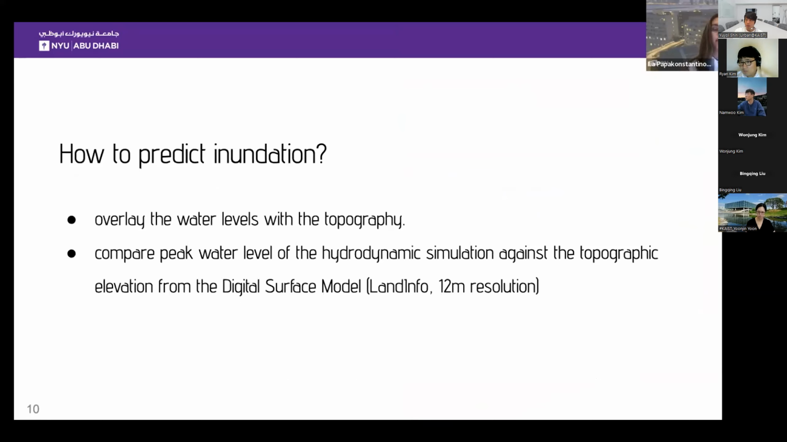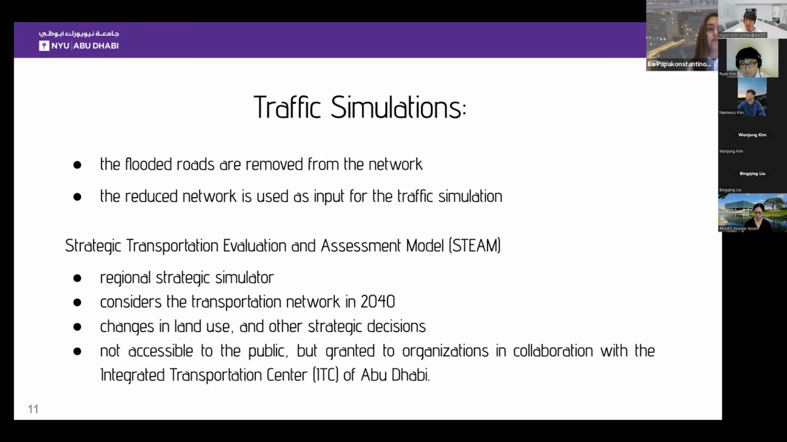Using this water level, we overlay it with the topography. This is our way to compare the peak water level with the elevation from the digital surface model that we have in 12 meters resolution. And in this way, we can identify which parts and specifically which links are flooded. Now, we select all those links as well as the links that are isolated because other links around them are inundated, and we remove them from the network. And we end up with a reduced network, which is used for a new traffic simulation.